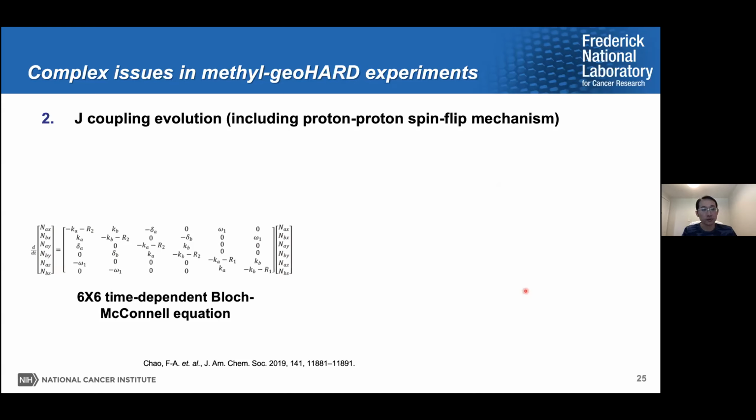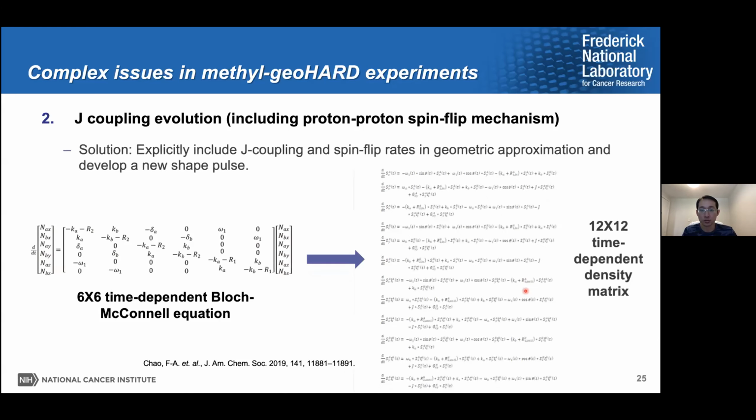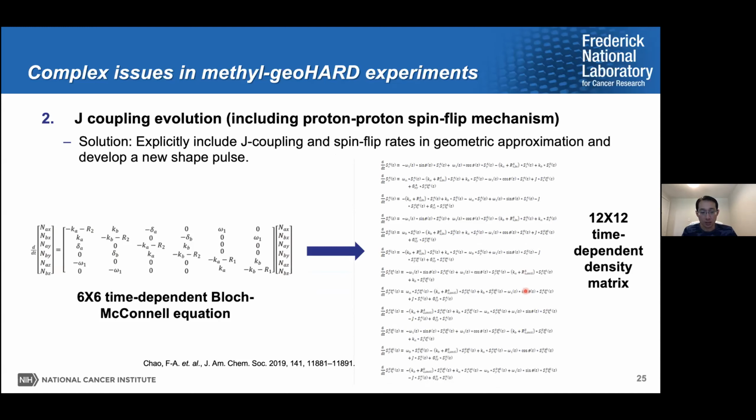So instead of using the 6x6 time-dependent Bloch-McConnell equation, we expand to a 12x12 Bloch-McConnell equation. So the mathematical problem becomes 4 times more complex, but actually the new algorithm is 2 or 3 times faster than the one we proposed before. Okay, so that is a benefit from the data analysis approach we use.